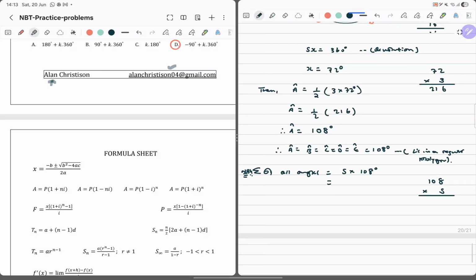It's NBT, this thing. So 5 times 8 is 40. 5 times 0 is 0 plus 4 is 4. 5 times 1 is 5. So that's 540. So that means the sum of the angles in a pentagon must all add up to 540 degrees.